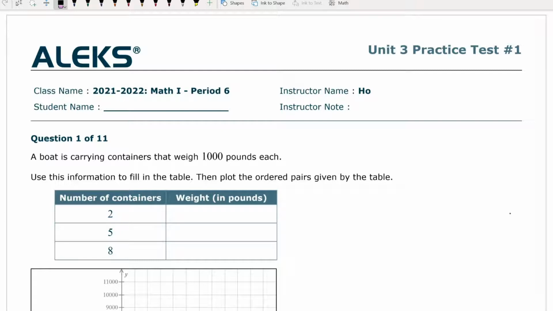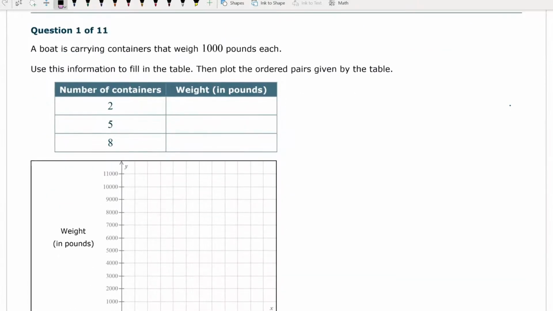In this video, I will walk you through the Unit 3 practice test. Okay, we're going to look at problem number 1. A boat is carrying containers that weigh 1,000 pounds each. Use this information to fill in the table, then plot the ordered pairs given by the table.